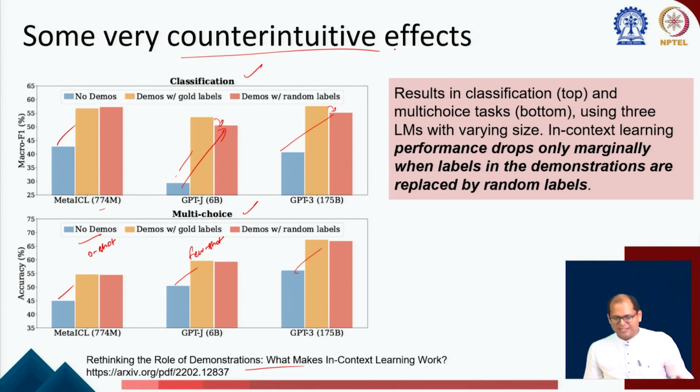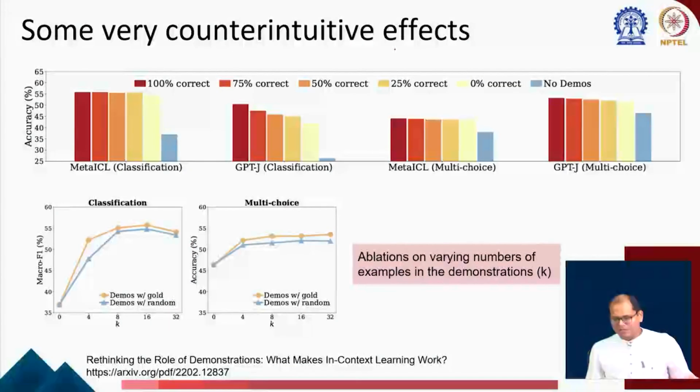Now the paper has a lot of details. Of course, there are limitations to the study, but for example, they said, okay, what if all the labels are correct, only 75% of the labels are correct and others are incorrect, 50% are correct, 25% are correct, and 0% correct?